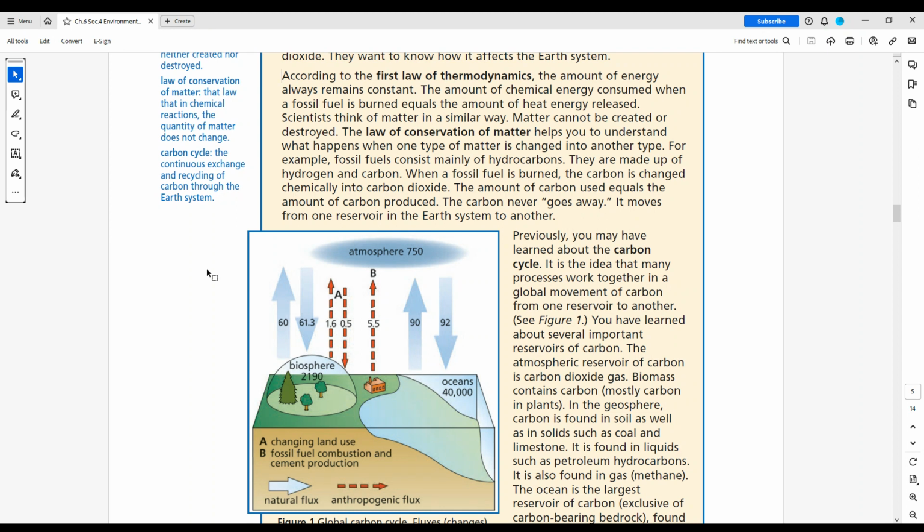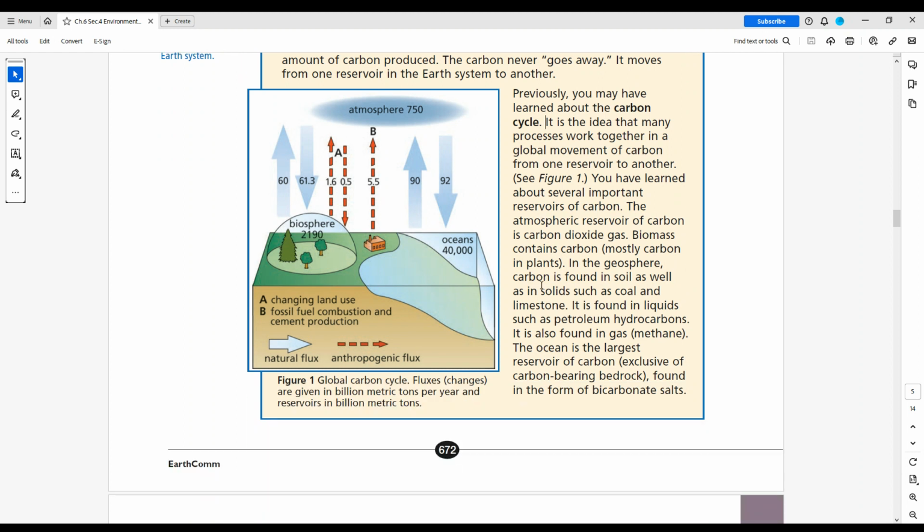Previously, you may have learned about the carbon cycle. It is the idea that many processes work together in a global movement of carbon from one reservoir to another. You have learned about several important reservoirs of carbon. The atmospheric reservoir of carbon is carbon dioxide gas. Biomass contains carbon, mostly carbon in plants.